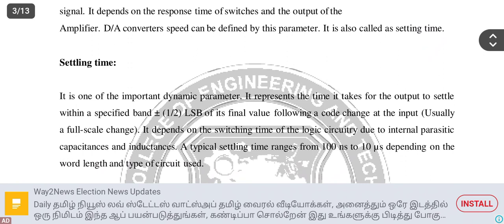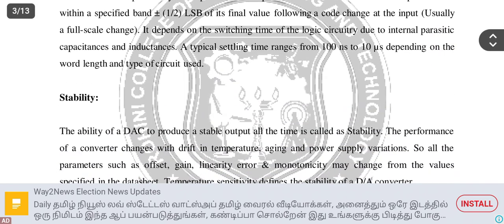It is one of the important dynamic parameters which represents the time it takes for the output to settle within the specified band, that is plus or minus 1/2 LSB of its final value following a code change at the input. Stability. This is the ability of a DAC to produce a stable output all the time, called stability.